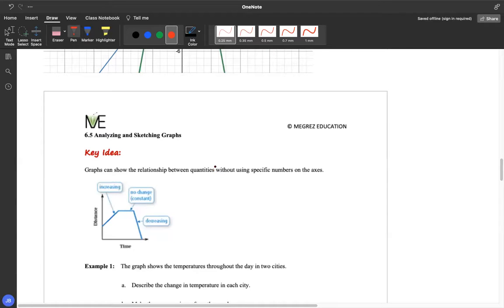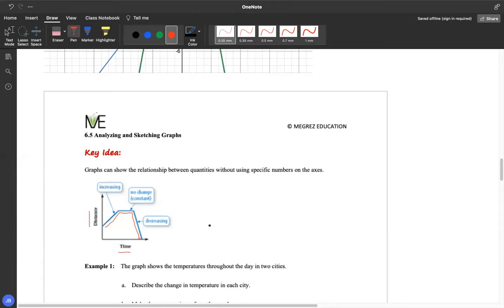So now we're going to look at analyzing and sketching graphs. Our key idea here says that graphs can show the relationship between quantities without using specific numbers on the axis. So we can see here, if this is our time and here's the distance, we start by increasing our time and distance, and then our distance stays constant with time, and then we get a lower distance as we get closer. So it increases over time, and then it's constant over time, and then decreases over time. Does that make sense for everybody?